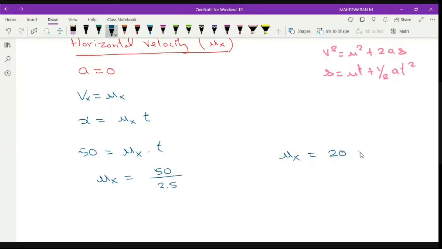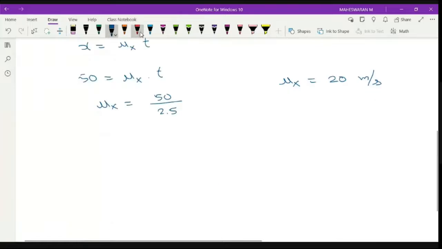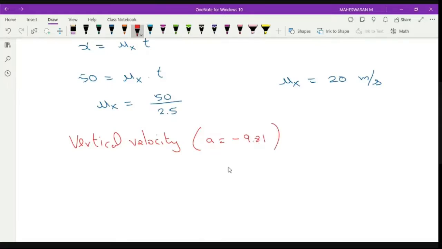We are getting 20 meter per second, right? So we identify what is the value of Ux. So this term is over. Now we'll go for the next one, vertical velocity. When I go for vertical velocity, your acceleration due to gravity is minus 9.81, so this is the value I'm going to use.